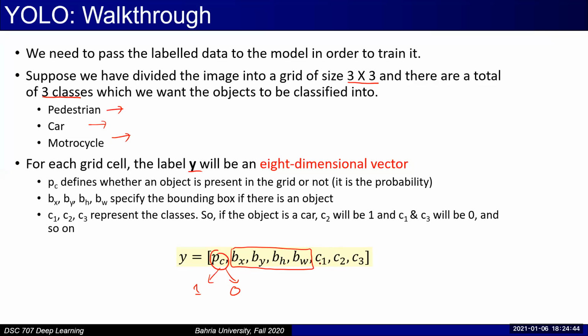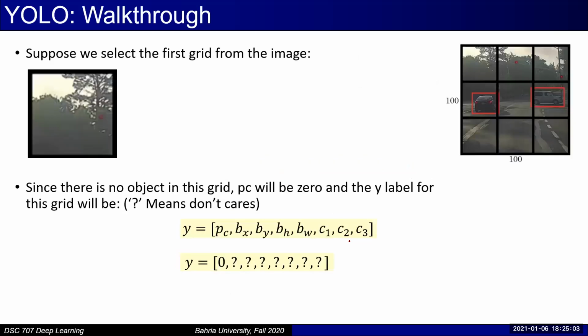And then in this scenario, since we have 3 classes, these are the probabilities of 3 classes, right? For example, C1 is for pedestrian, C2 is for car, C3 is for motorcycle. So if in a grid there is a car, it will be labeled like this, right? Because we have a car, we don't have a pedestrian, we don't have a motorcycle, right? So let's see how the data would be labeled, and that will help you understand the idea.